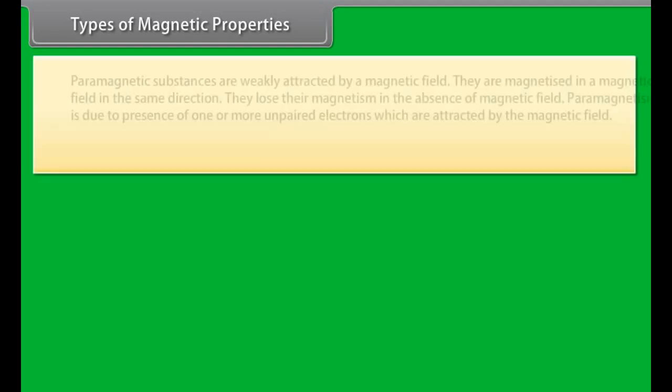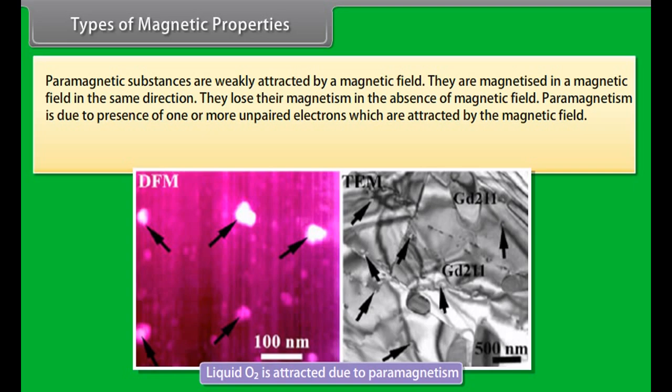Paramagnetic substances are weakly attracted by a magnetic field. They are magnetized in a magnetic field in the same direction. They lose their magnetism in the absence of a magnetic field. Paramagnetism is due to the presence of one or more unpaired electrons which are attracted by the magnetic field. O2, Cu2+, Fe3+, Cr3+ are some examples of such substances.